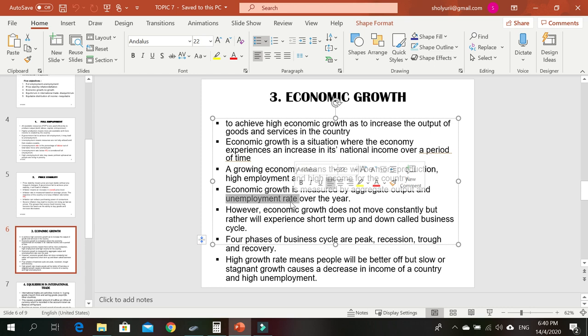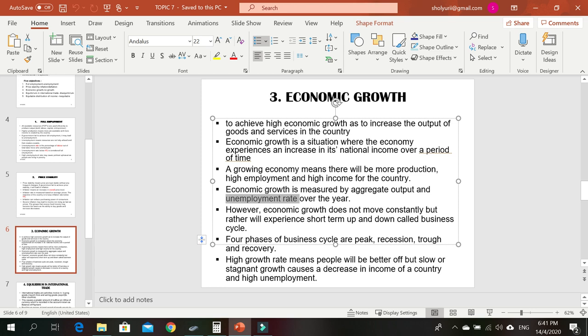Okay, however, economic growth does not move constantly, but rather will experience short terms up and down called business cycle. So, economic growth ni dia tak sentiasa naik je. For example, 2015 naik, 2016 lagi naik, 2017 lagi naik. Tak. Dia tak trend upward je. Tak. Dia ada ups and down. Yang kita panggil dia sebagai business cycle. Dalam business cycle ni ada 4 phases yang kita panggil sebagai peak, recession, trough dan juga recovery.